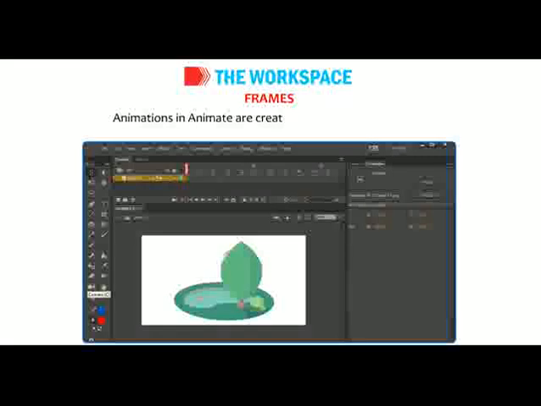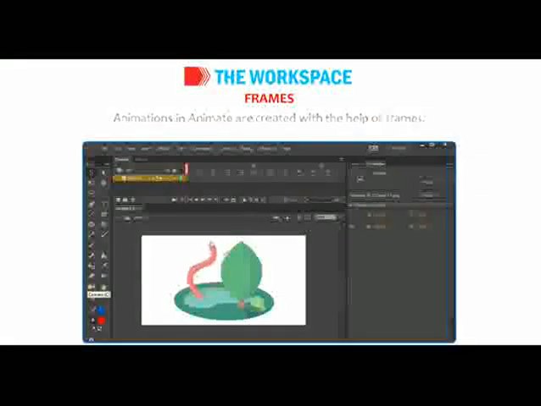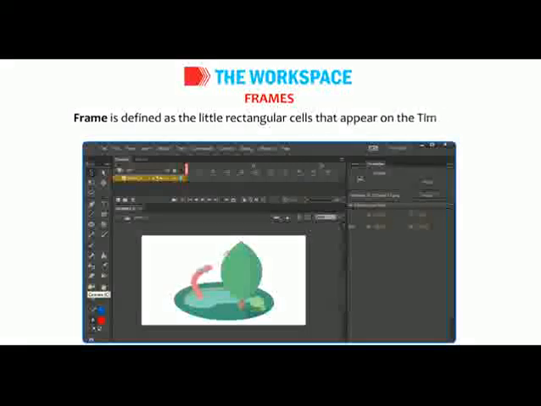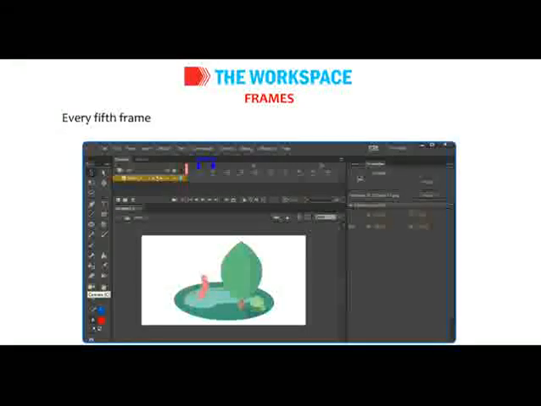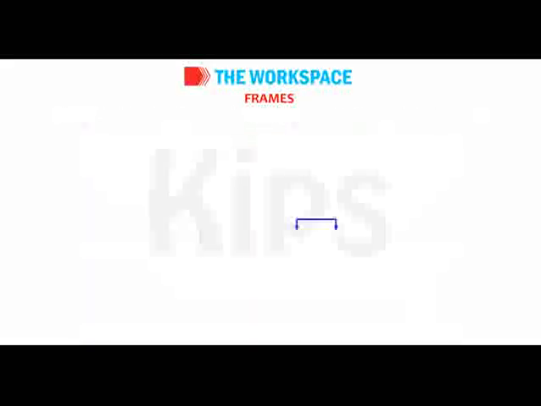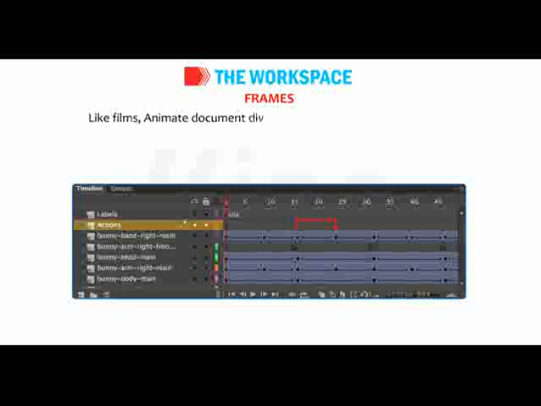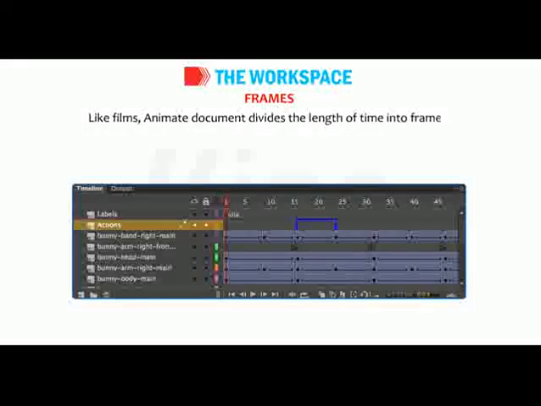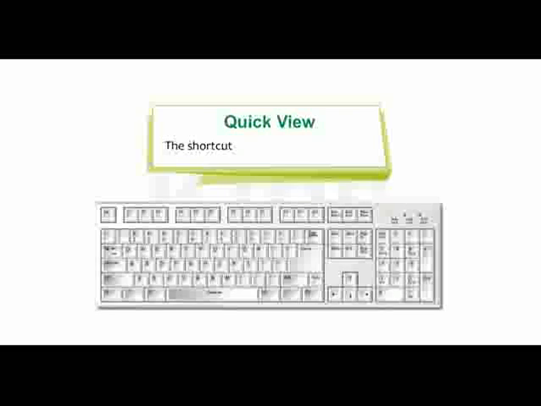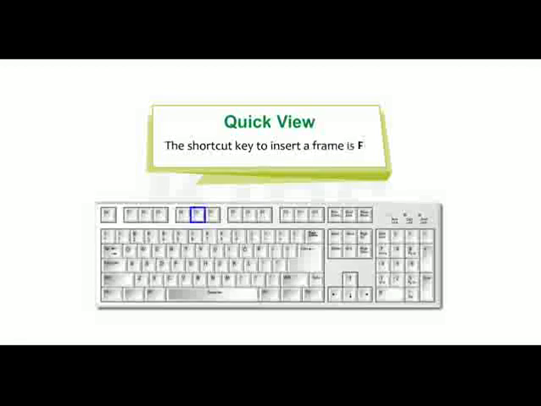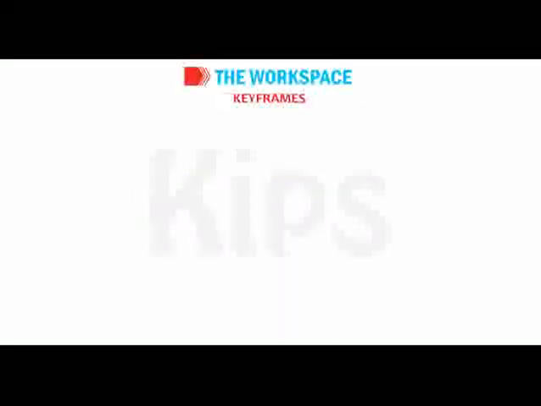Frames. Animations in Animate are created with the help of frames. Frame is defined as the little rectangular cells that appear on the timeline. Every fifth frame displays a number which you can find on top of the timeline. Like films, Animate document divides the length of the time into frames. A frame displays the content of the movie at a specific moment of time. Let us take a quick view. The shortcut key to insert a frame is F5.